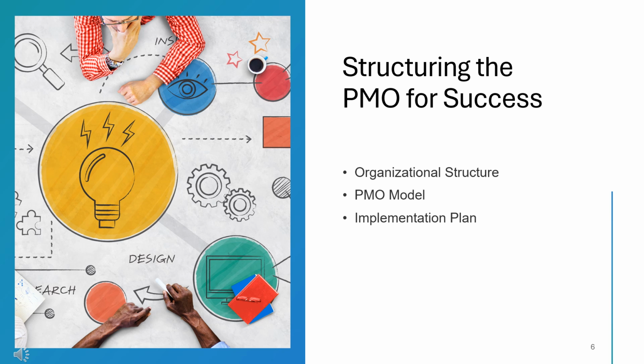Define clear roles and responsibilities within the PMO to ensure accountability and effective coordination. Establishing a robust governance structure and reporting mechanisms is also essential. This includes setting up processes for project selection, prioritization, and performance monitoring. By creating a well-structured PMO with clearly defined roles and effective governance, you can ensure it operates efficiently and delivers value to the organization.